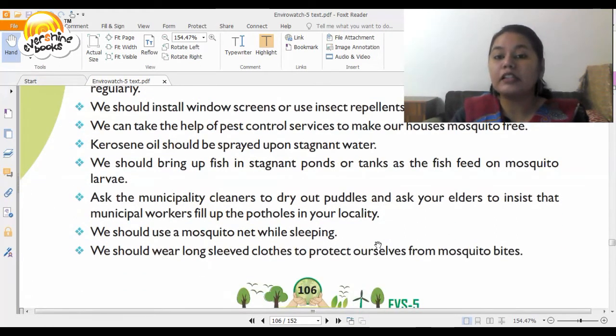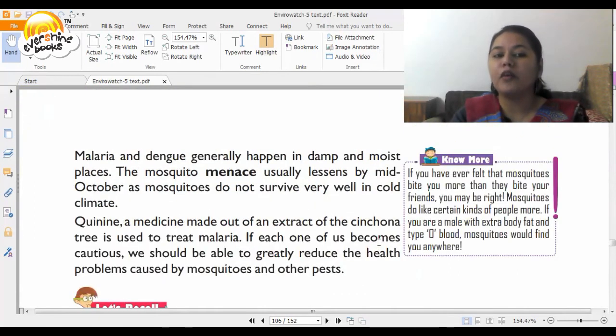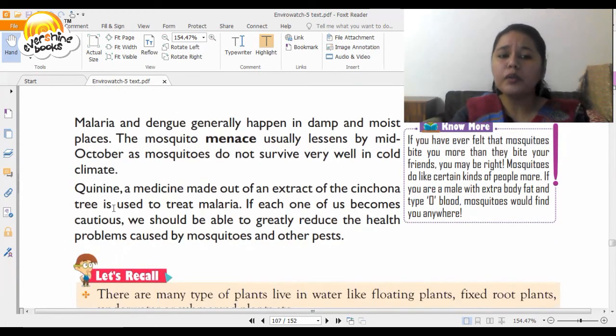Ask the municipality cleaners to dry out puddles and ask your elders to insist that these workers work in a proper manner. And you can have a mosquito net while sleeping, and you should wear long sleeve clothes to protect yourself from mosquito bites. Malaria and dengue generally happen in damp and moist places. The mosquito menace usually lessens by mid October. So it starts around July, August and goes up till mid October, as mosquitoes do not survive in very cold climates. Quinine, a medicine made out of an extract of the cinchona tree, is used to treat malaria.